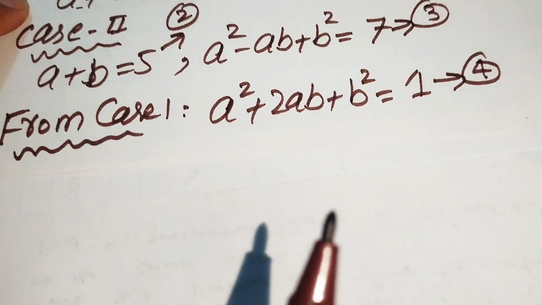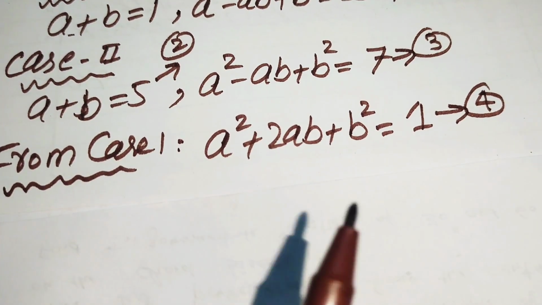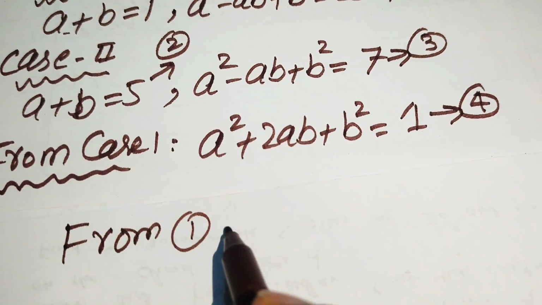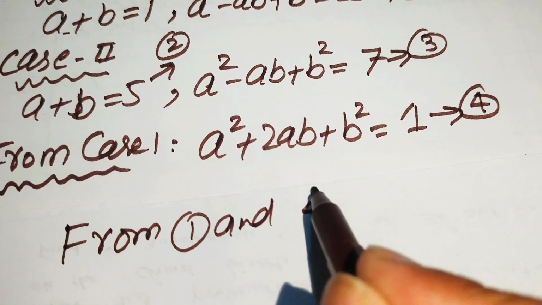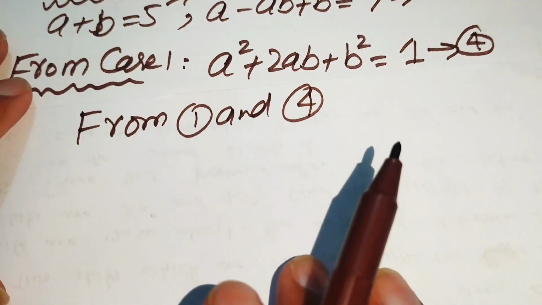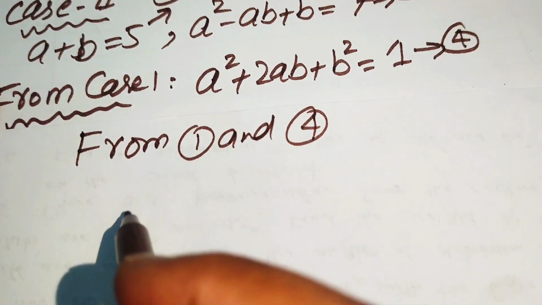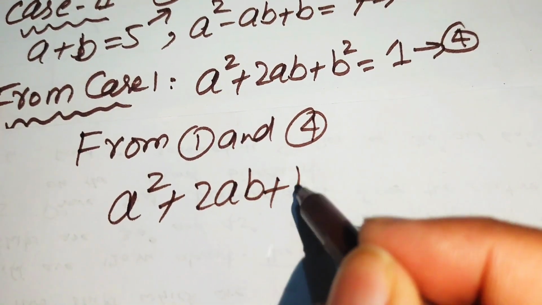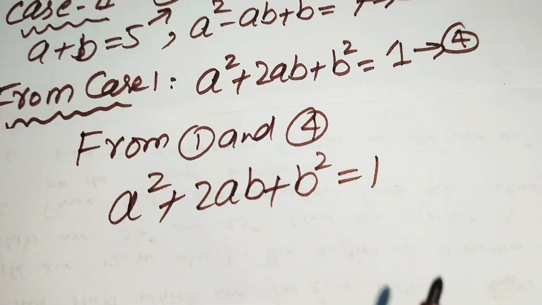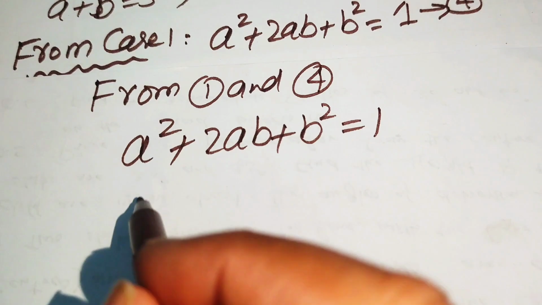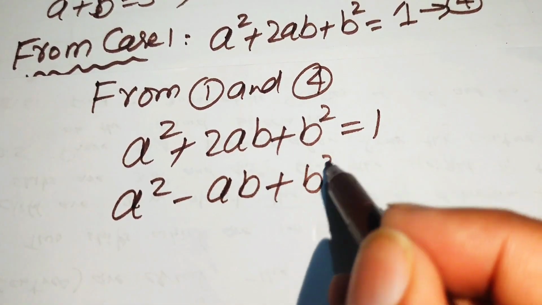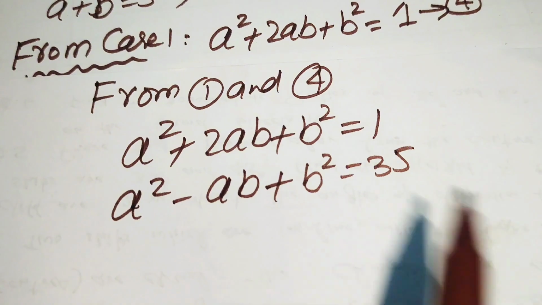So here we just solve equation number 1 and 4. First we write our equation number 4. Equation number 4 is a square plus 2ab plus b square equals 1, and equation number 1 is a square minus ab plus b square equals 35.